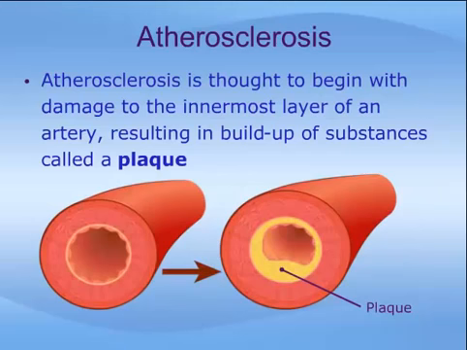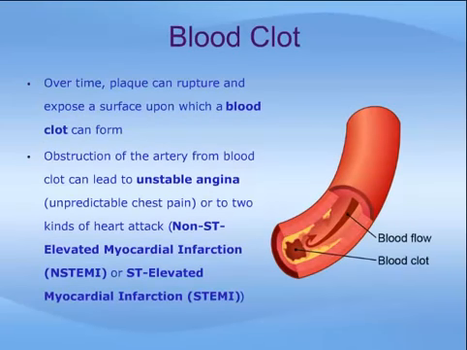Research suggests that most of us already harbor some form of atherosclerotic plaque, and though a small amount of plaque in the coronary arteries will initially allow enough blood flow to the heart to meet the heart's demand, the arteries will start to narrow and diminish in elasticity as the plaque builds up. Over time, the plaque can actually rupture and expose a surface upon which a blood clot can form.